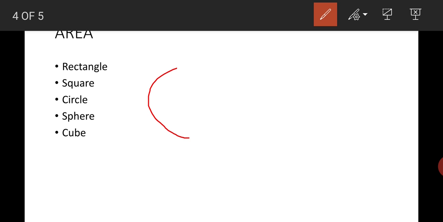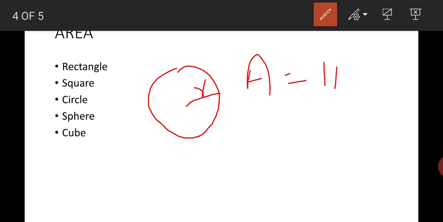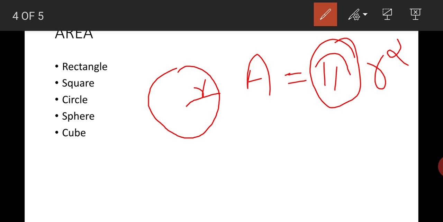For a circle, having radius r, its area is pi r square. Pi is a constant, it does not have any dimension. The dimension of r is L and that of r square will be L square. We do have the same dimension for the area of rectangle, square and circle, just like that of perimeter.